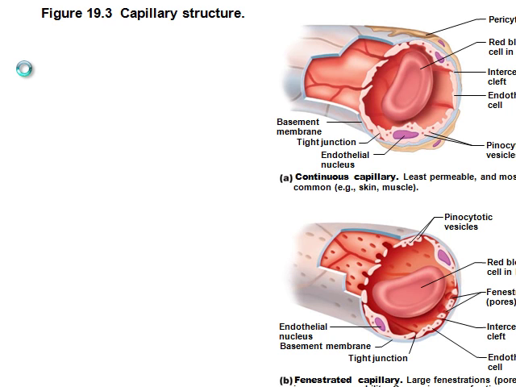So we might find these in places like the kidneys where filtering has to take place. Or the small intestine. What happens there? Yeah, absorption of nutrients has to take place. So I might want to move things along a little bit quicker. And that's why we define the fenestrated capillaries.